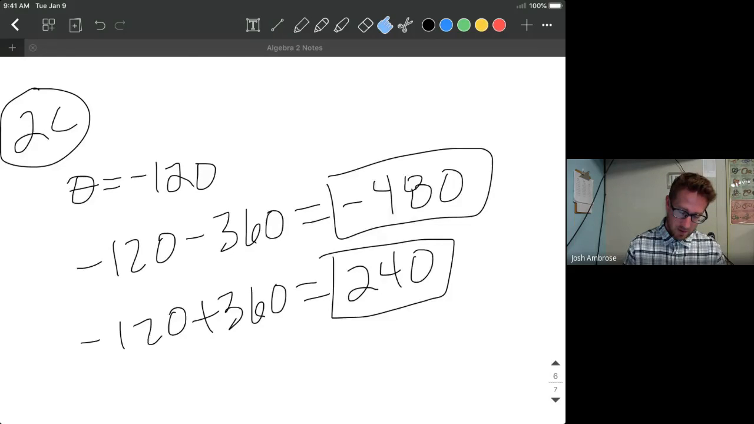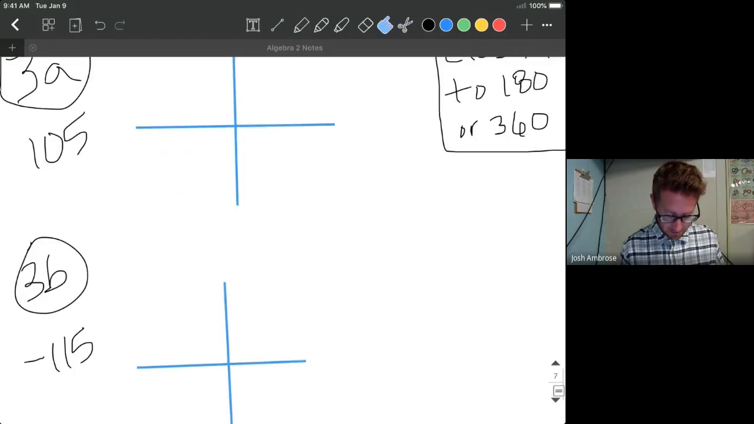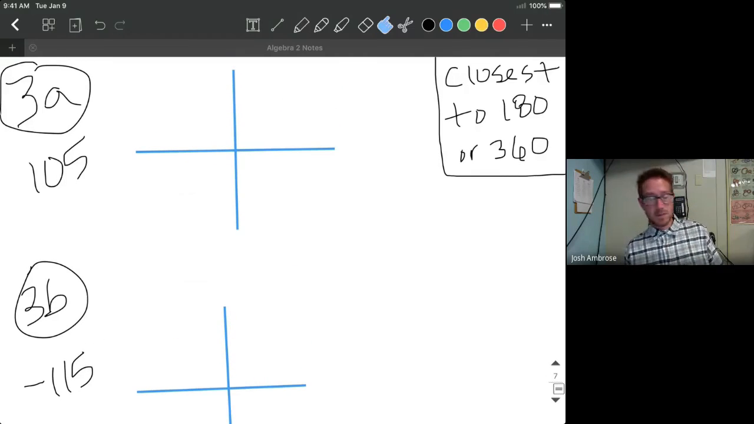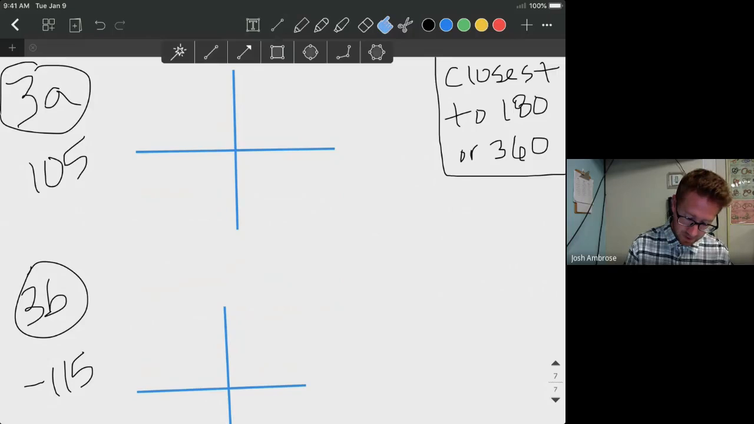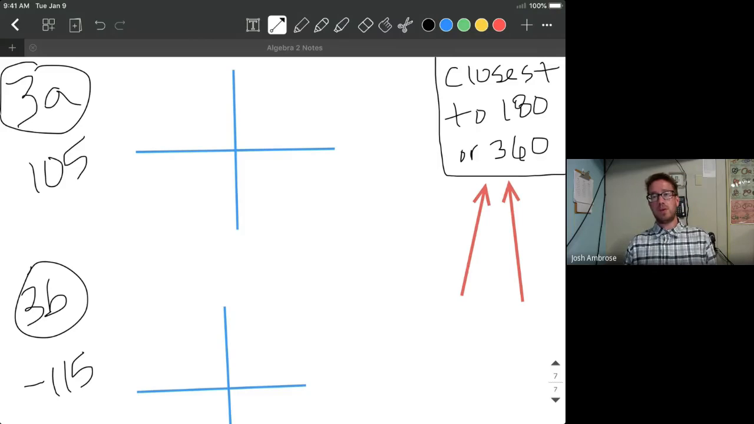Okay, all right, let's move it down here. We're going to do 3A, 3B, and 3C. All right, then that'll finish us out. We're not going to do example 4. Okay, so now what we're getting into is called a reference angle. And I put a little note over here, and I'm going to make sure that you guys copy that down.